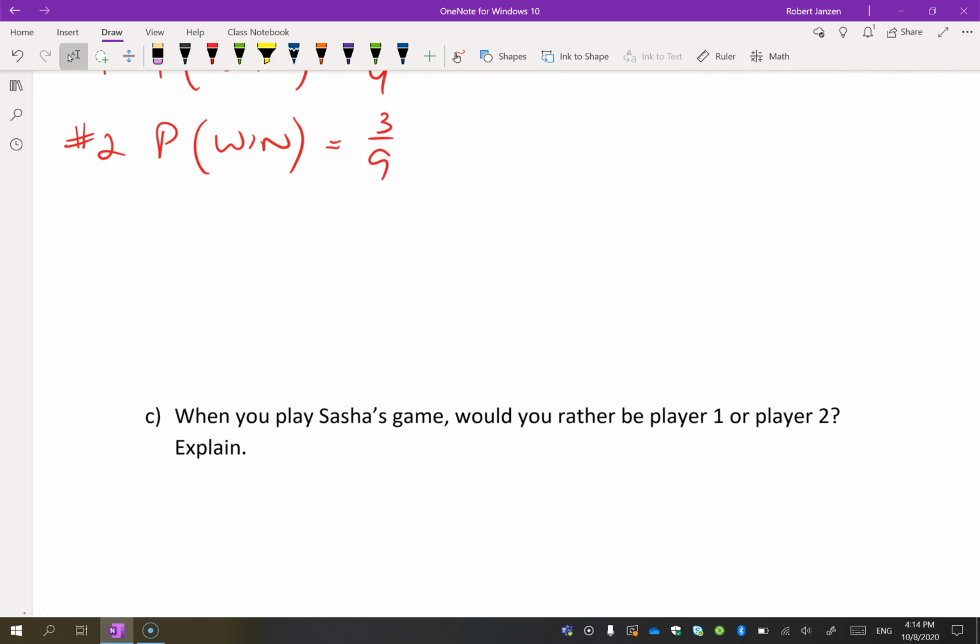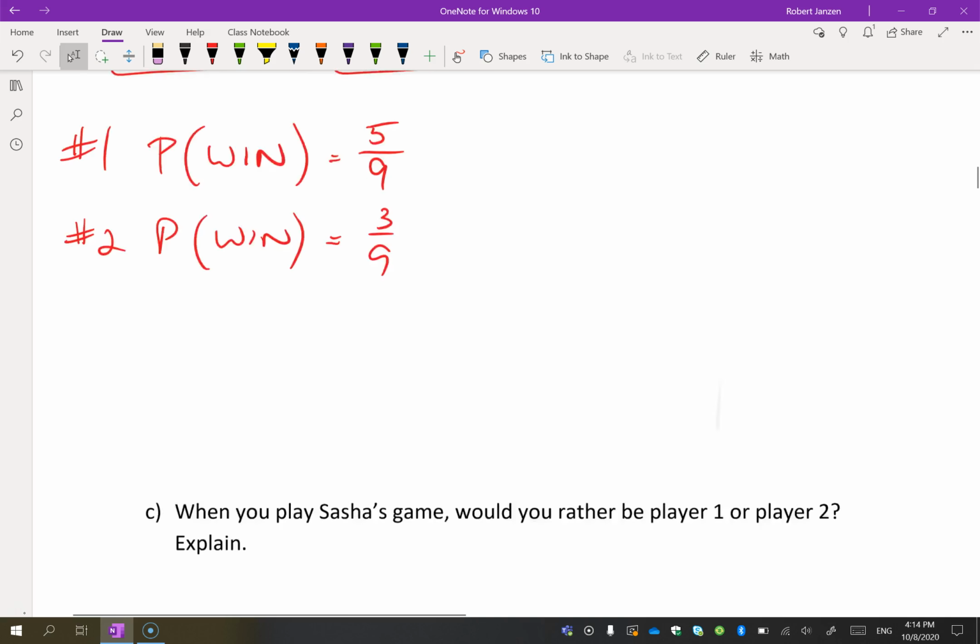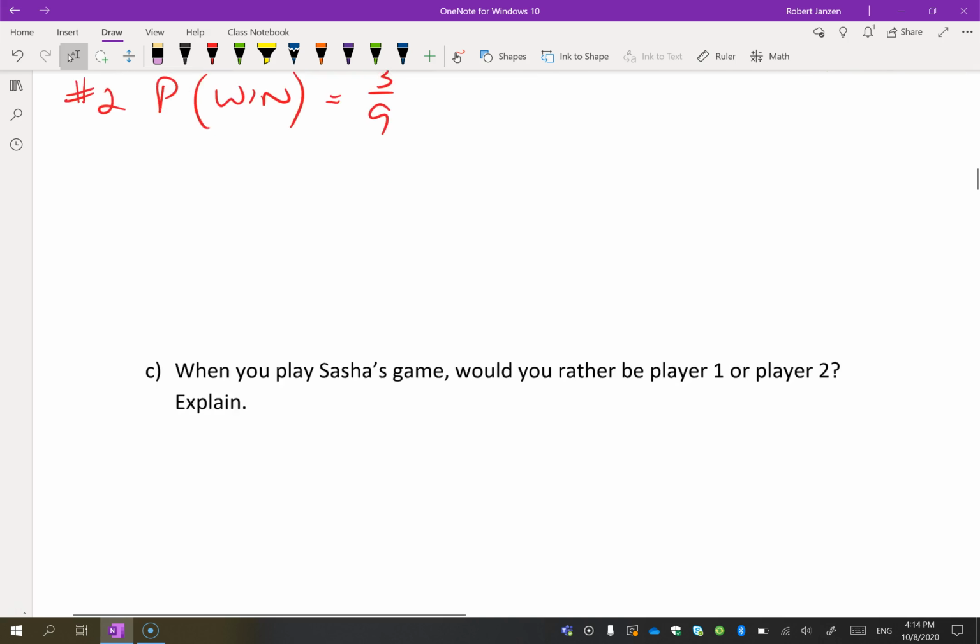So, question C is, when you play the game, would you rather be player 1 or player 2? Well, assuming you want to win, you'd be player 1.